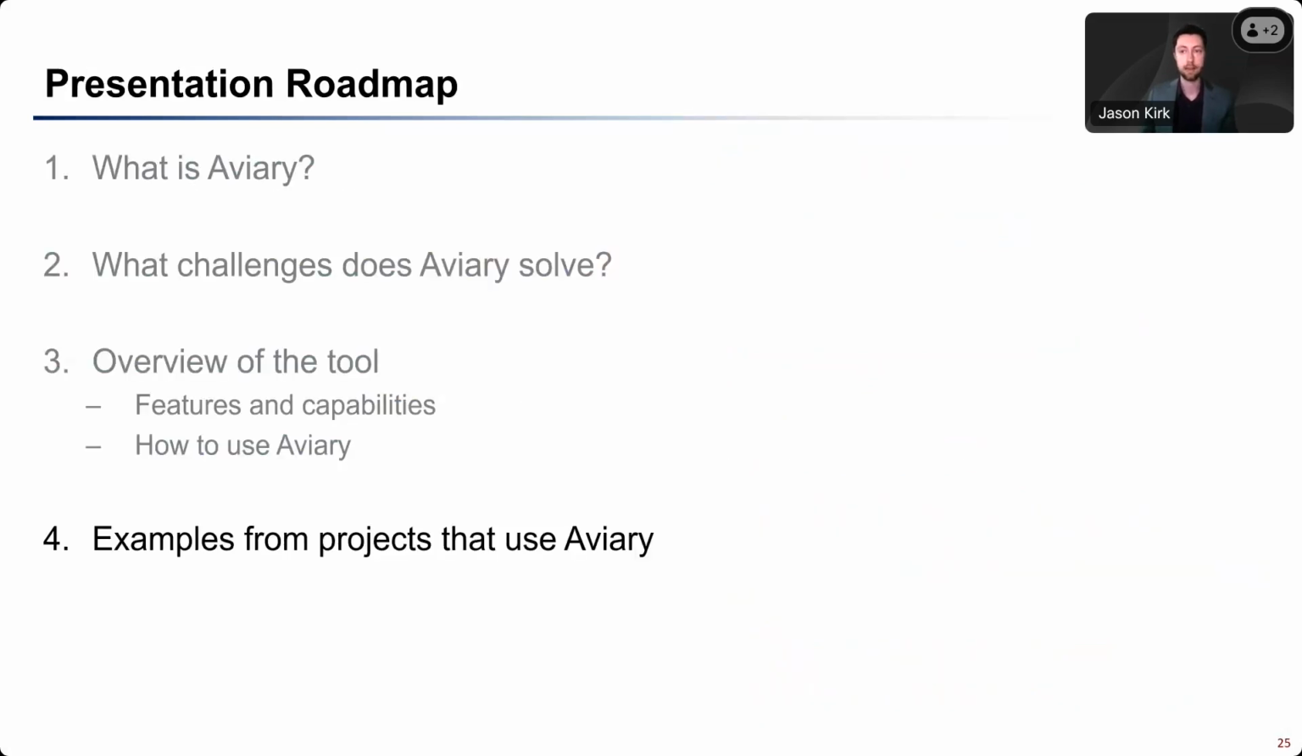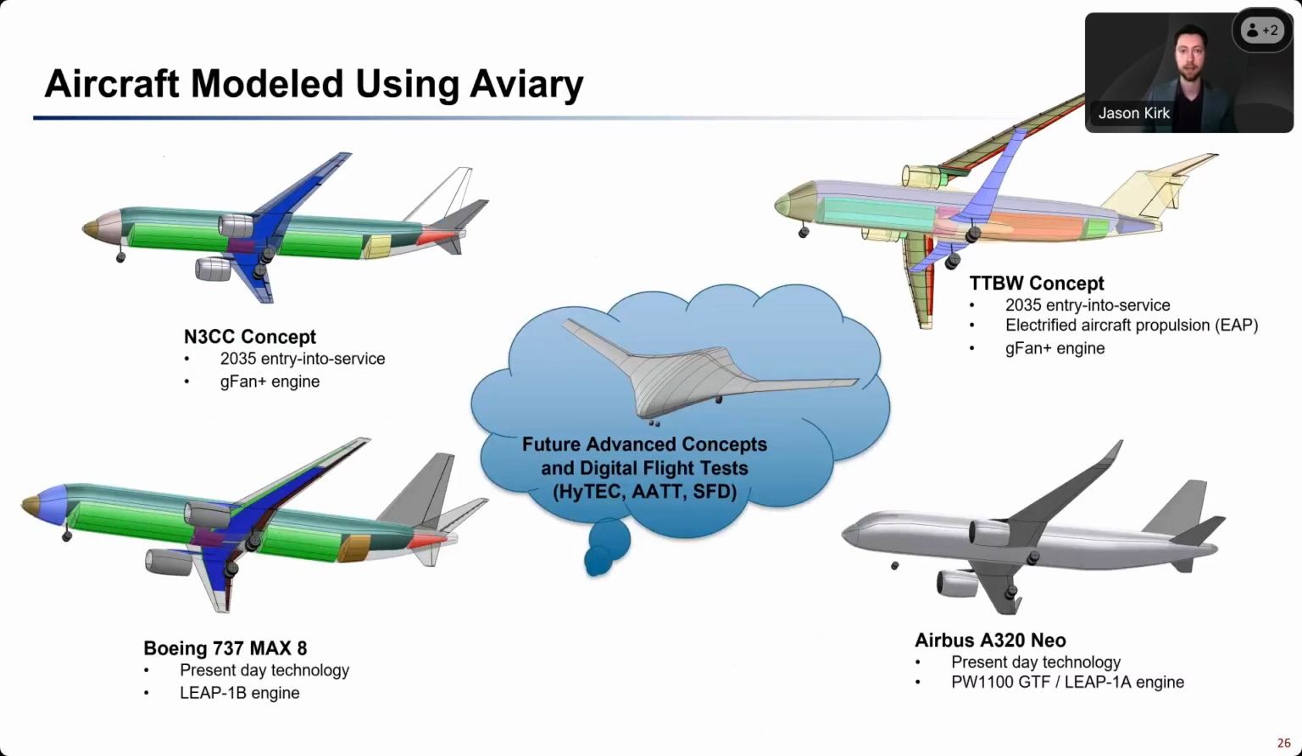So I want to end this presentation with some examples of how Aviary has been used within NASA and some examples of the aircraft that have been generated. Starting with this hangar of aircraft that was created by the AATT project. They wanted to create a series of conventional aircraft, your 737 or A320 equivalents, and use Aviary to model those with external subsystems wrapped in.